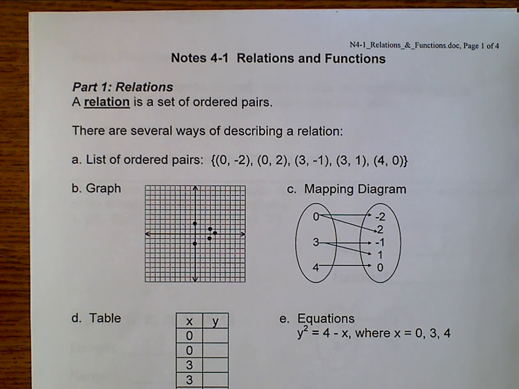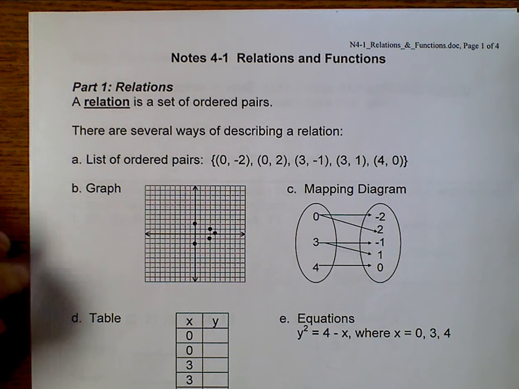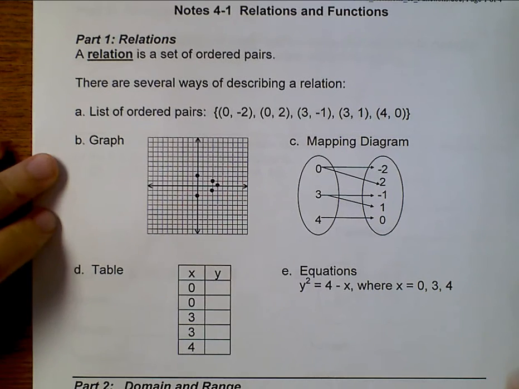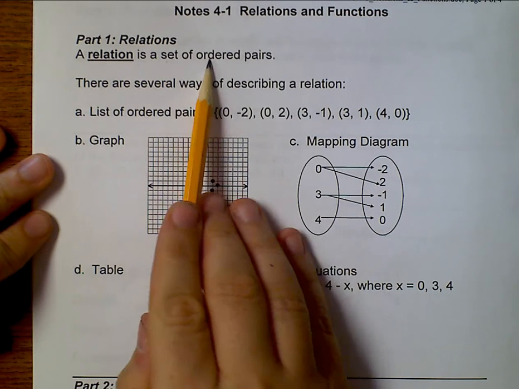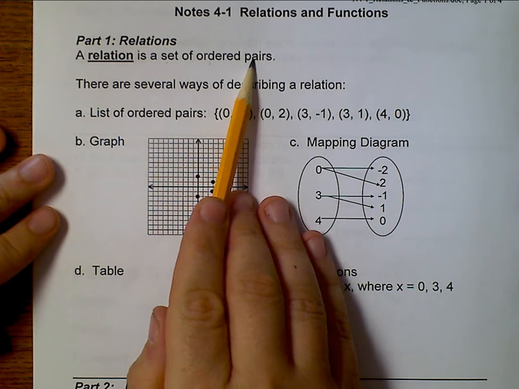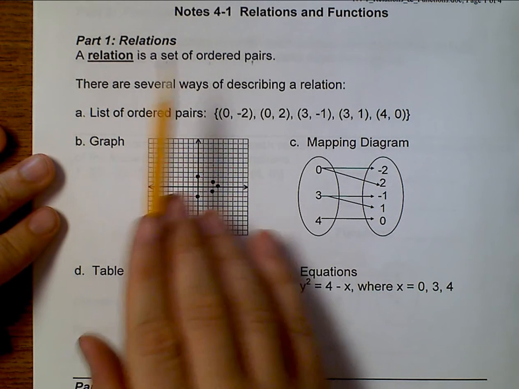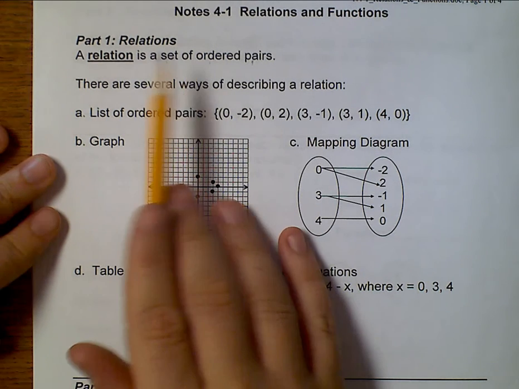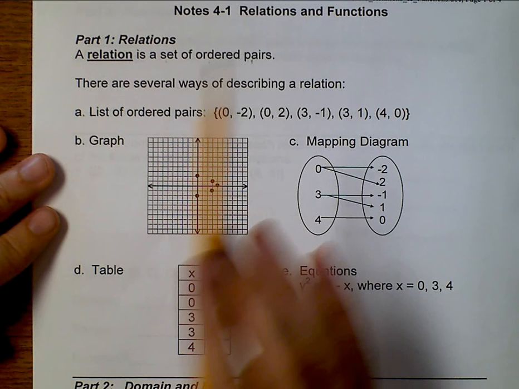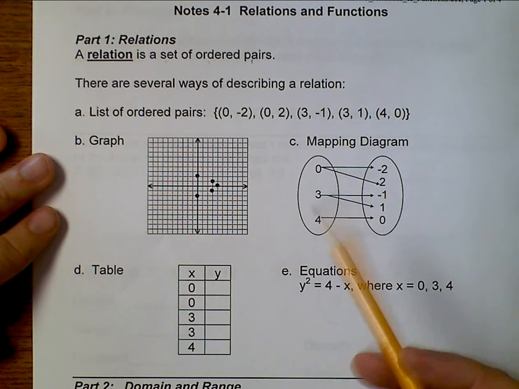Hello, this is topic 4-1 on relations and functions. So this is broken into several parts. Our first part is on relations, and a relation is just a set of ordered pairs. It's got x values, it's got y values, and they are somehow related. And so we've got different ways of describing them.